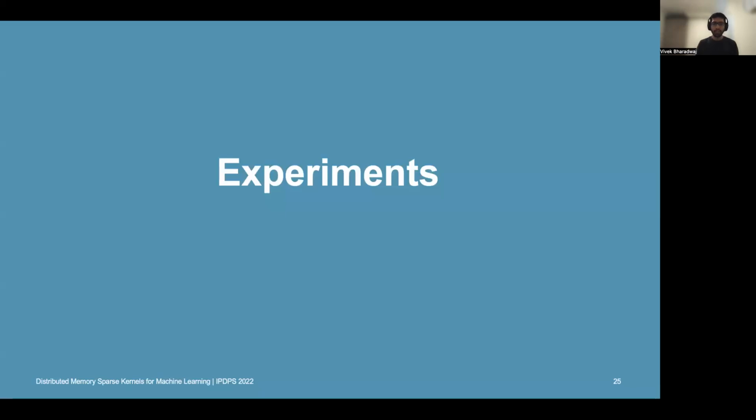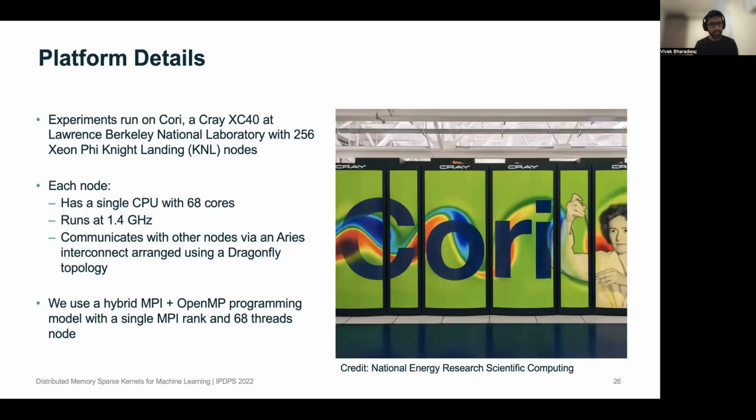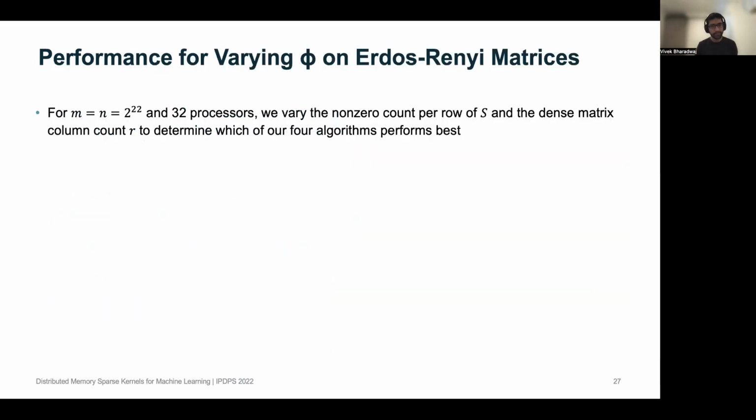Okay, let me talk about some of our experimental results. We ran our experiments on Cori, which is a Cray XC40 at Lawrence Berkeley. We ran our experiments on 256 Knights Landing nodes, excuse me. Each node has 68 cores running at 1.4 gigahertz. All nodes are connected using this Aries Dragonfly topology, and we use this hybrid MPI and OpenMP programming model with a single MPI rank and 68 threads per node.